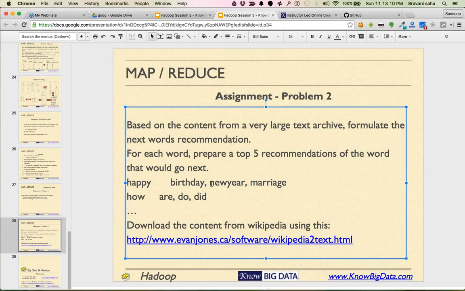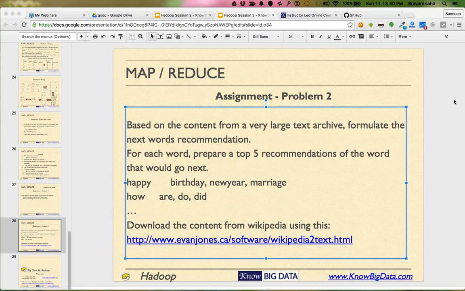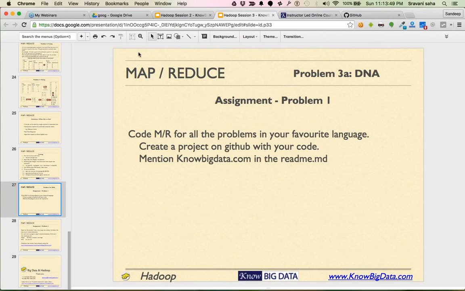This is prepared based on a huge text archive. If you have to prepare a similar recommendation, what is it that you would do? You can download the full text of Wikipedia and try churning the data. Formulate the next word recommendation, and for each word prepare the top 5 recommendations. Anybody? You can try solving this problem and submit it. Let's continue with our discussion.